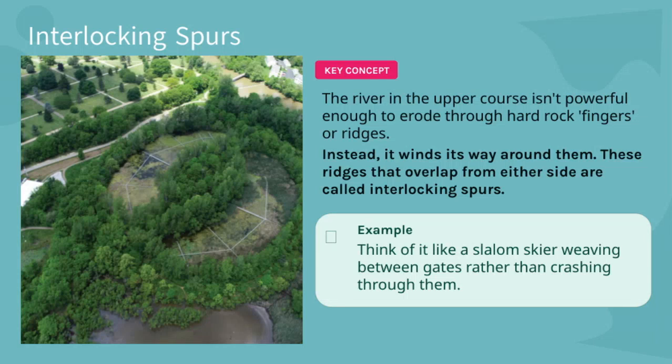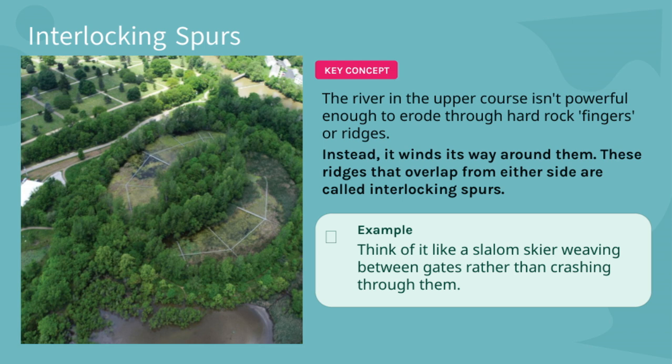Now we are going to look at interlocking spurs. In the upper course, the river is not usually powerful enough to cut straight through hard ridges of rock. Instead, it winds around them. These ridges are called interlocking spurs. They stick out from either side of the valley and appear to overlap when you look down the valley. This is why they are described as interlocking. A useful way to imagine this is to think of a slalom skier.